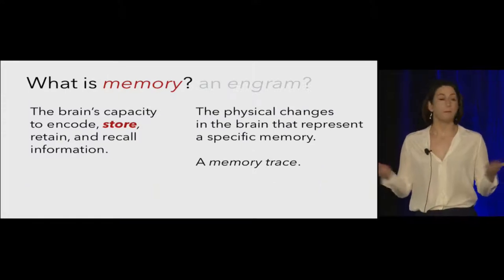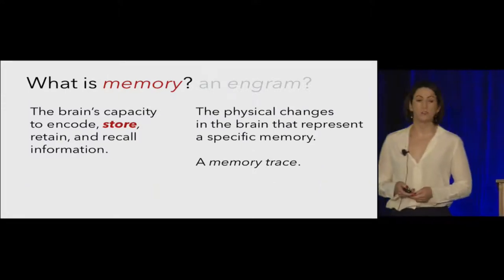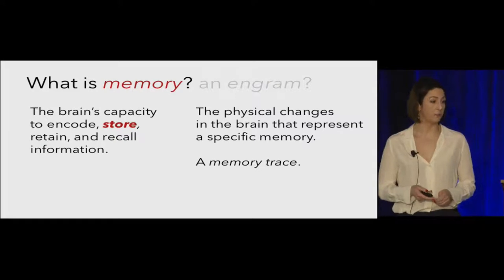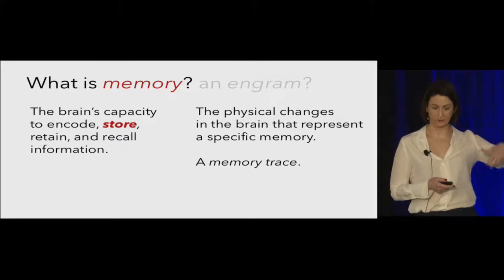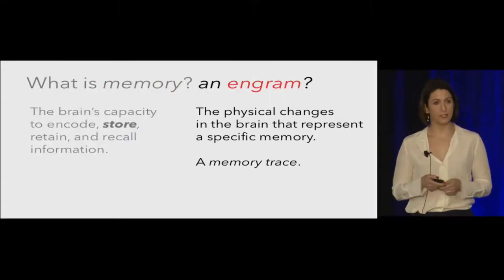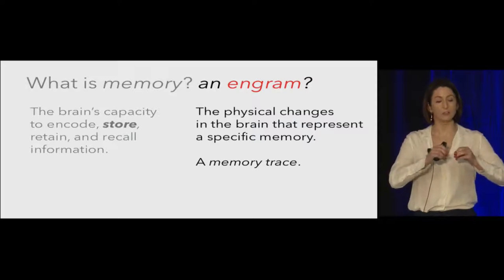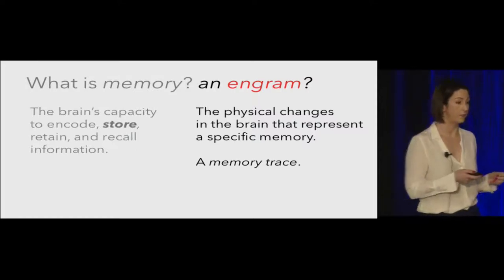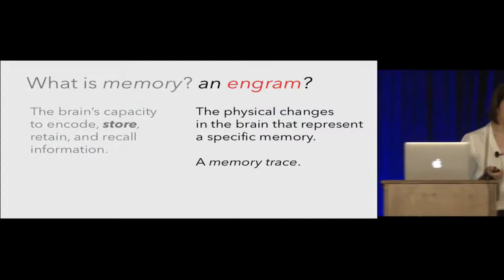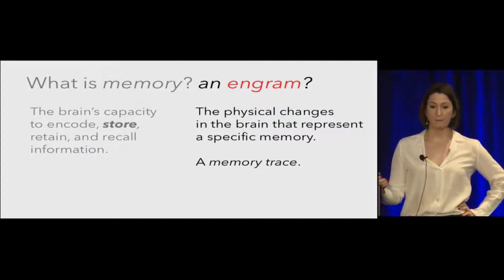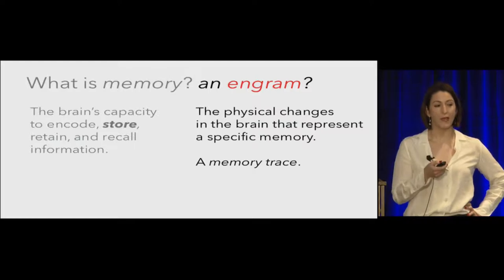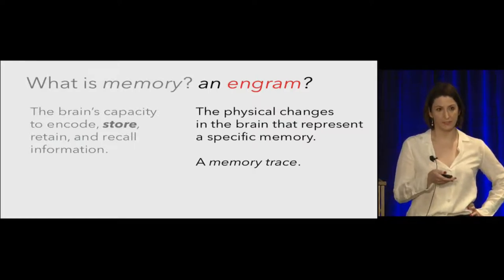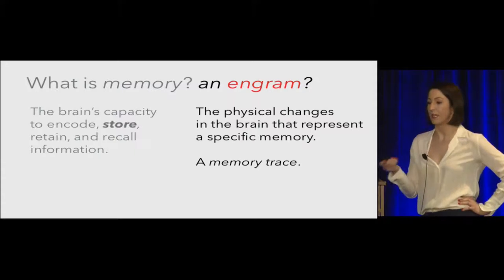So what is a memory? Capacity to encode, store, retain, recall information. This is a very general term because this encompasses many different processes. An engram, in particular, is the physical alterations that occur whenever you have a memory that's formed. So what does that mean? That means that your brain is adapting with all of your experiences on an ongoing basis. This means that, in a way, you're physically adapting to your experiences. They aren't just in your head.